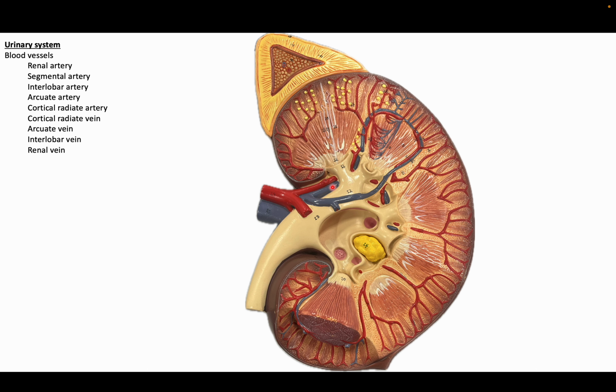Notice how there are no segmental veins. We don't have the segmental veins inside of the kidney. So that is the blood vessels in the urinary system.